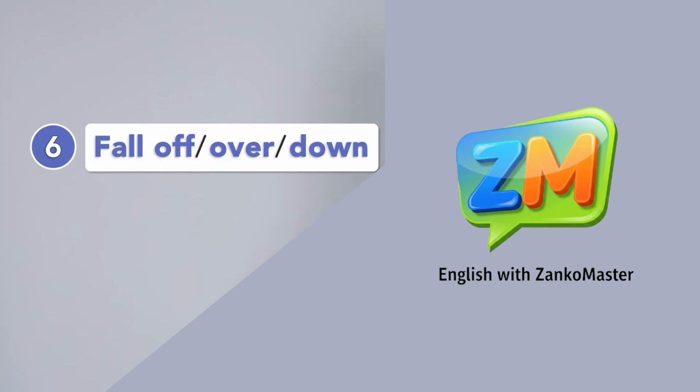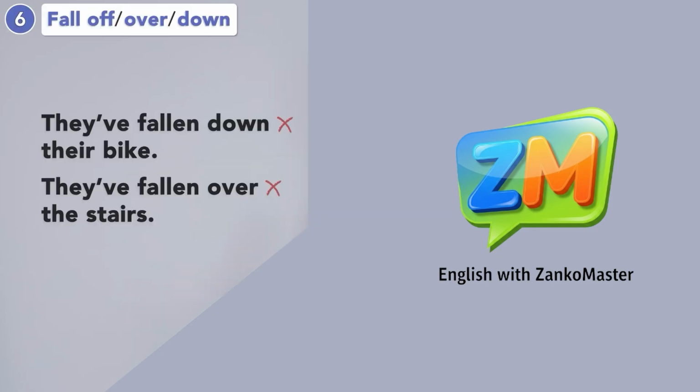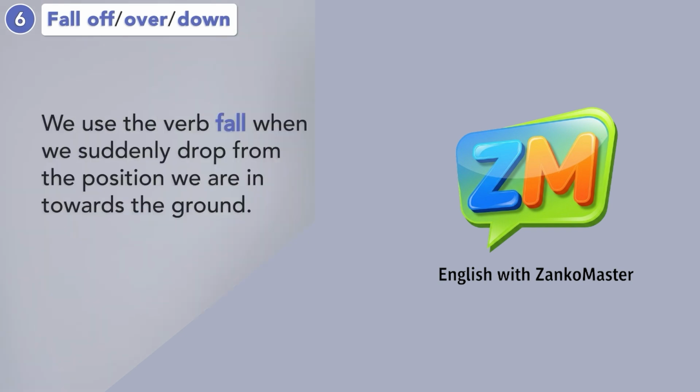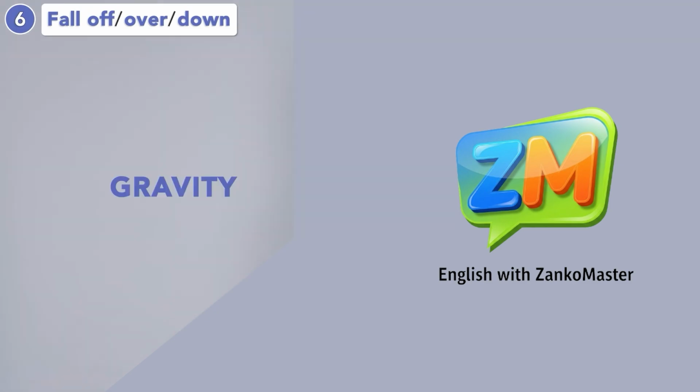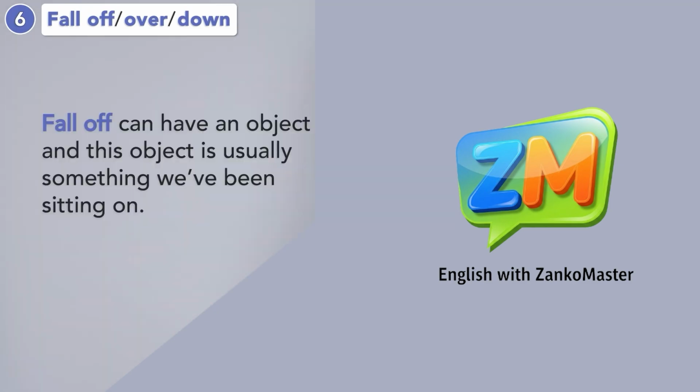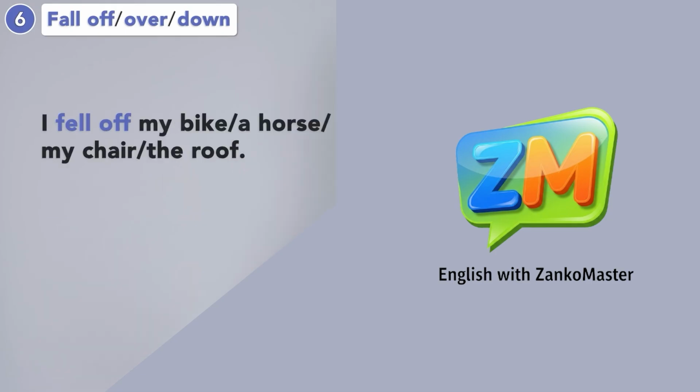Next we have fall off, fall over, and fall down. I cannot count the number of times that a student has told me they've fallen down their bike or fallen over the stairs. These are incorrect. Let's clear this one up once and for all. We use the verb fall when we suddenly drop from the position we are in towards the ground. We have a fight with gravity and gravity wins. Fall off can have an object, and this object is usually something we've been sitting on. For example, I fell off my bike, a horse, my chair, the roof, I hope not.